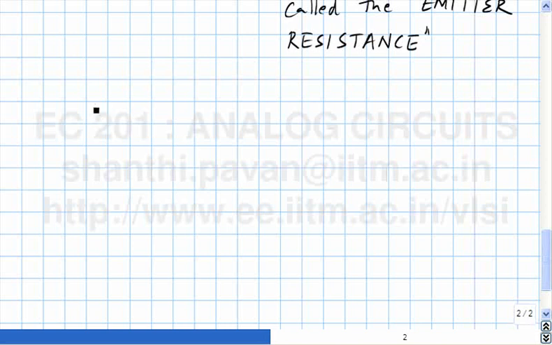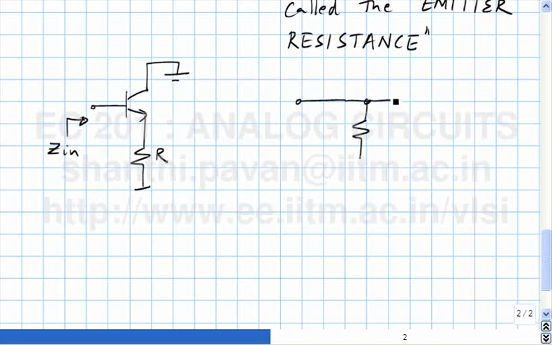For example, yesterday we saw the input impedance of a common collector amplifier. This is the incremental picture. This is R, and we wanted to find Z in. Yesterday we replaced the transistor by the hybrid pi model and found the input impedance. Let's try and use the new model that we have come up with and see if it's any easier.